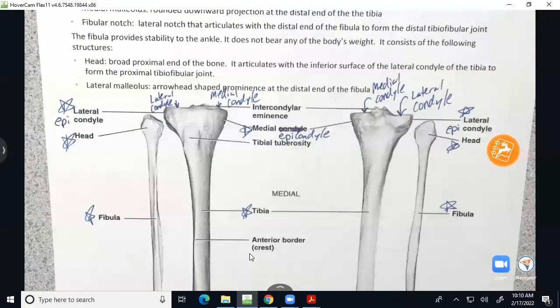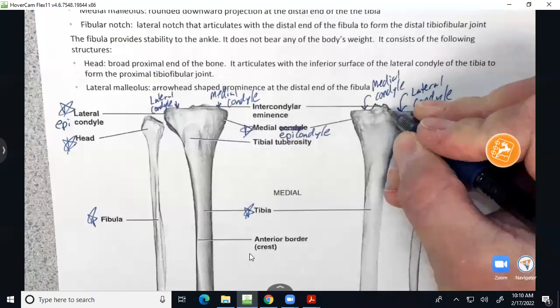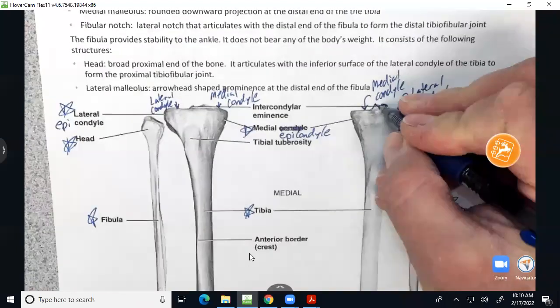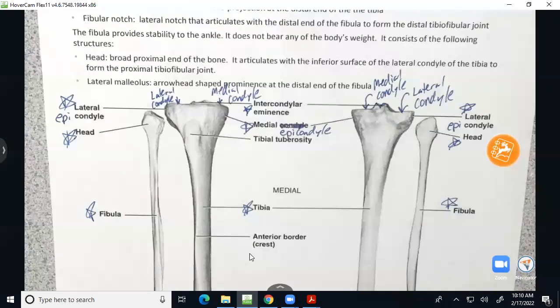Now in between the two condyles, you can see it right here. They almost look like two little mountains. Those are called the intercondylar eminence, an important site where that ACL, MCL stuff is able to connect to the tib.